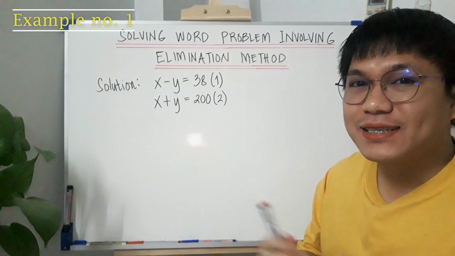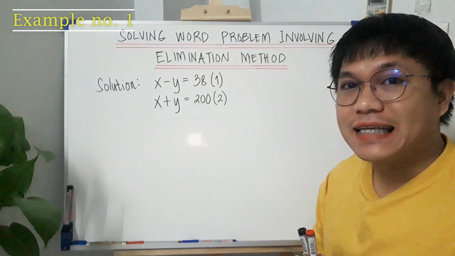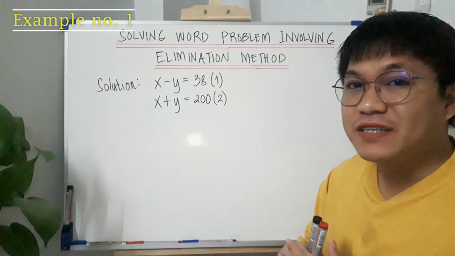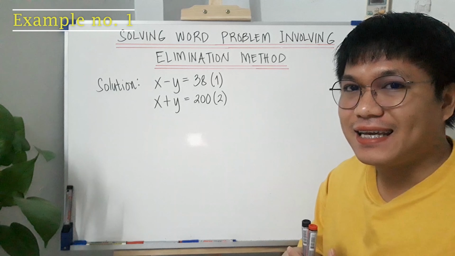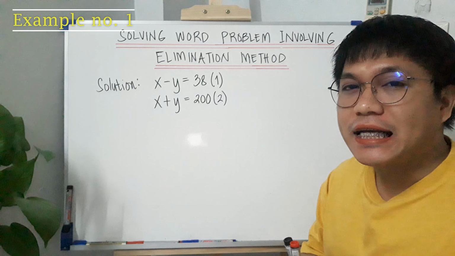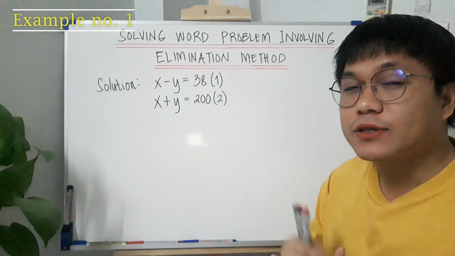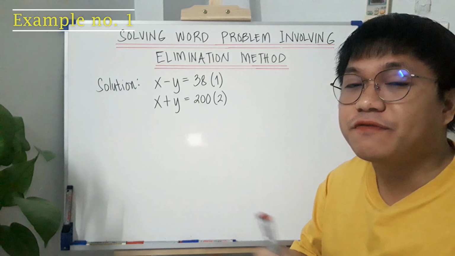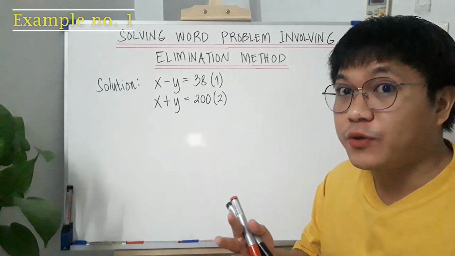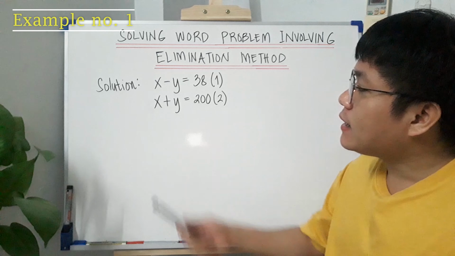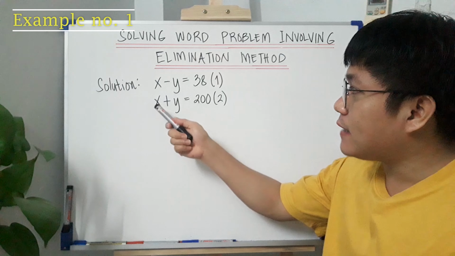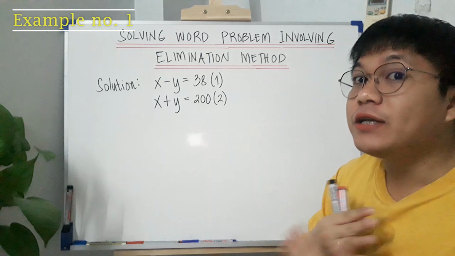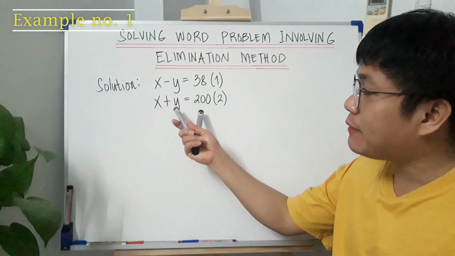Let's proceed now to our solution. Since we already formulated the systems of linear equations, we are going to apply the concept that we learned from the previous video, which is all about the elimination method. In my previous video, I mentioned that before we proceed to our solution, we are going to decide first what particular variable we are going to eliminate. For example, the given variables here are x and y, so we decide which among the two we are going to eliminate. In my case, I am going to eliminate y.